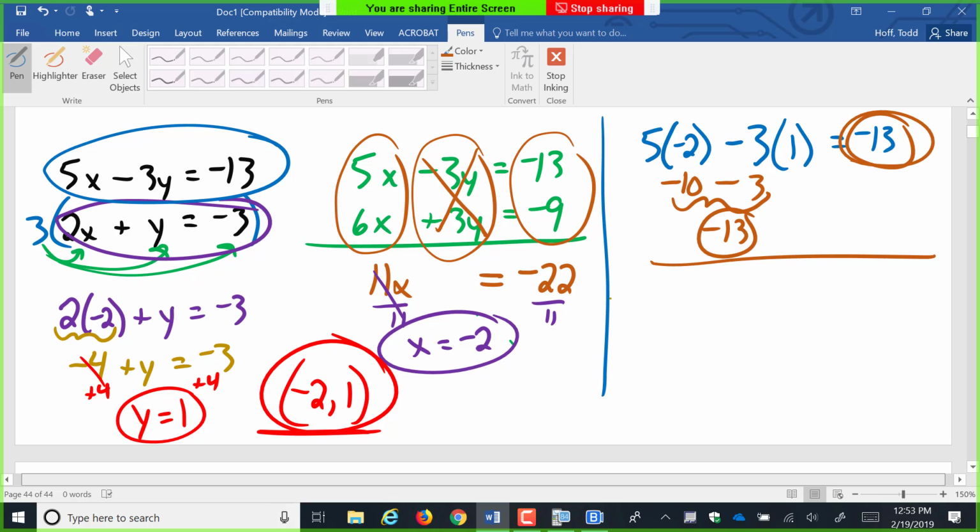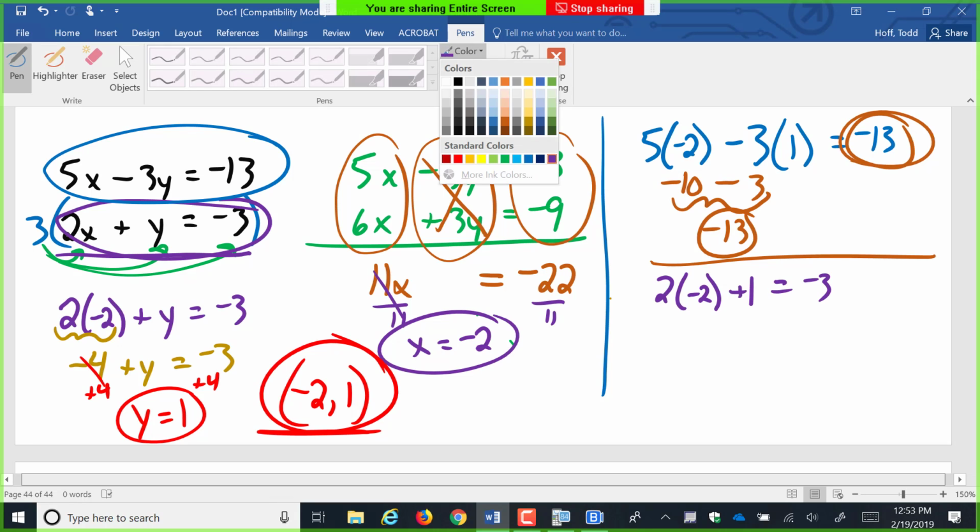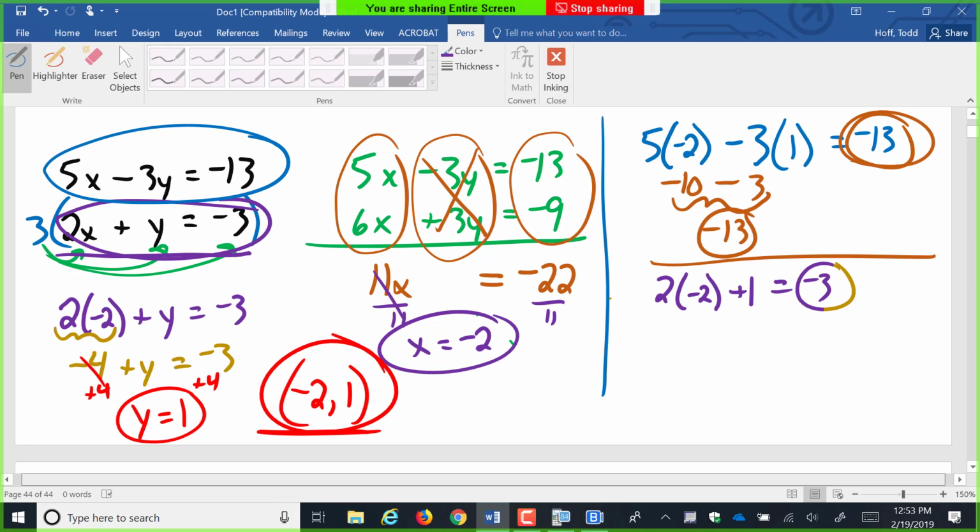Do the same in the bottom equation. 2x plus y equals negative 3. Well, 2x becomes 2 times negative 2 plus y, which is 1, equals negative 3. So we have to see if we get negative 3 on the left side. 2 times negative 2 is negative 4. Negative 4 plus 1 is negative 3. So that one works out as well. So that confirms that negative 2, comma 1 is the solution to that system of equations.